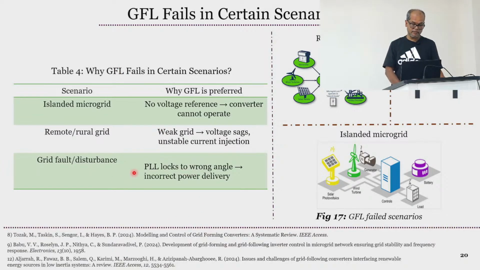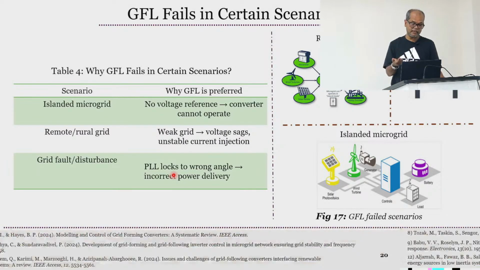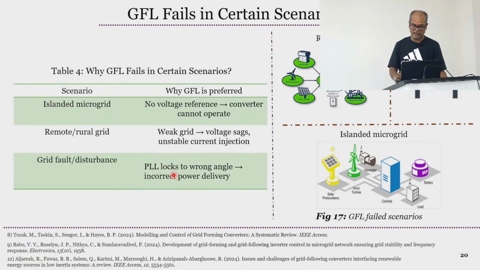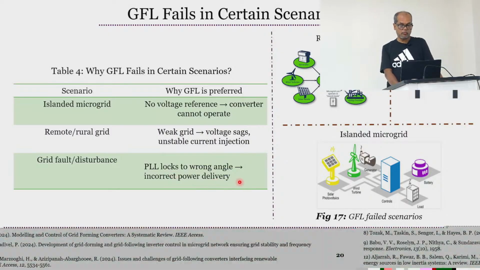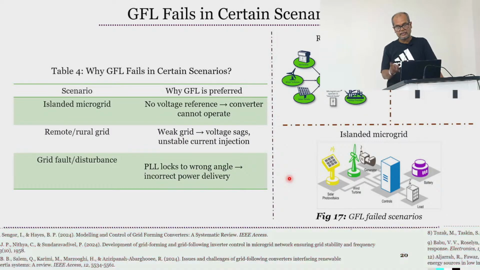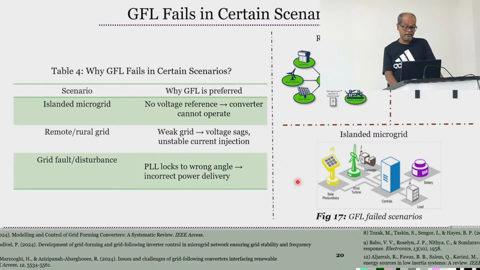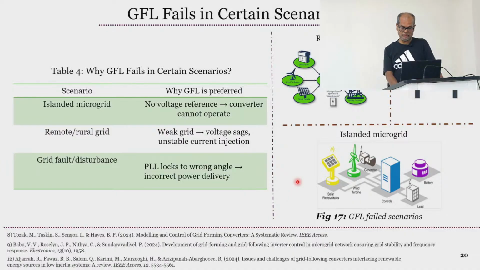And when we have a disturbance, as I said, the PLL can give the wrong angle. That can give incorrect power, and then your controller will also provide an incorrect control signal that can actually deteriorate the system performance and can sometimes introduce instability problems as well.